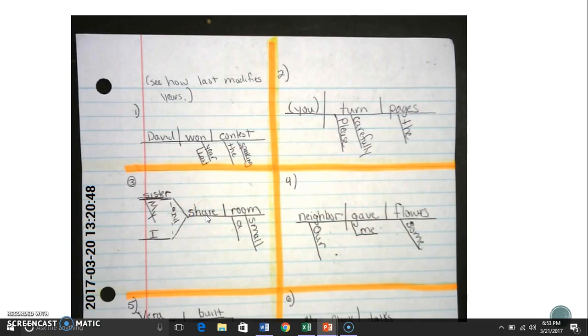Share is your predicate. It is an action verb. So you would say, well, what do they share? They share a room. All right, so room is your direct object, and you've got 2 modifiers for room, a and small. Number 4 has a direct and an indirect object.